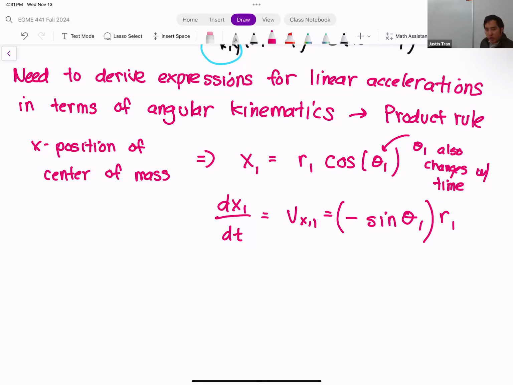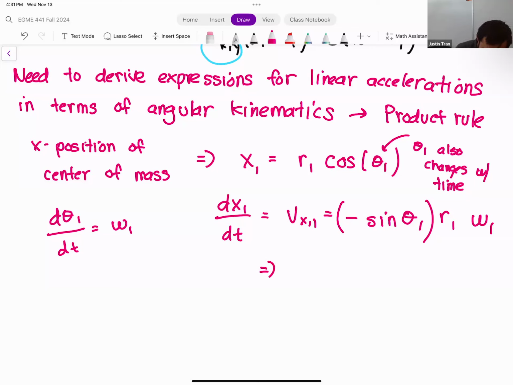And so what happens when you take derivative of something that also changes with time? You have to use chain rule. So not only do we need product rule, we need chain rule here as well, right? And so the derivative of theta1, so d theta1 dt, is nothing more than just the angular velocity of that joint, omega 1, okay?